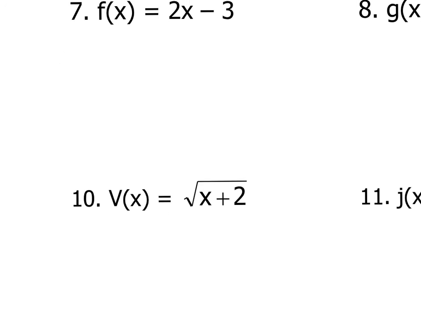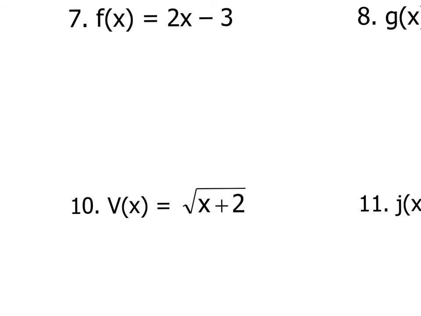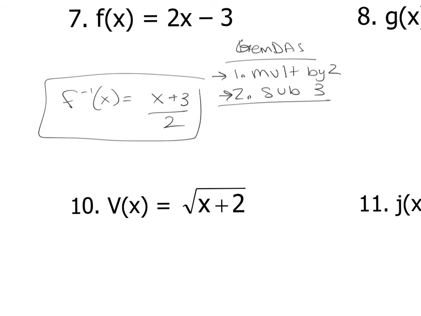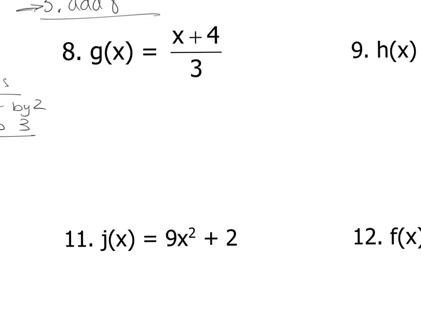For number 7, this one's an easy one. It looks like first I multiplied by 2. Then I subtracted 3. So I'm going to take my answer. It's going to be my x. Instead of subtracting 3, I'm going to add 3. And instead of multiplying by 2, I'm going to divide by 2. Opposite order of the list and opposite operation.